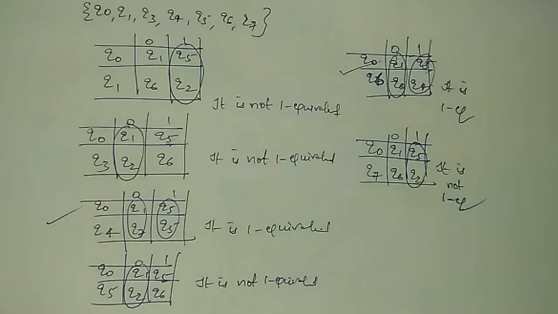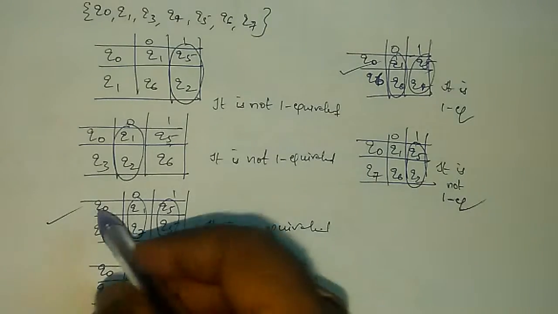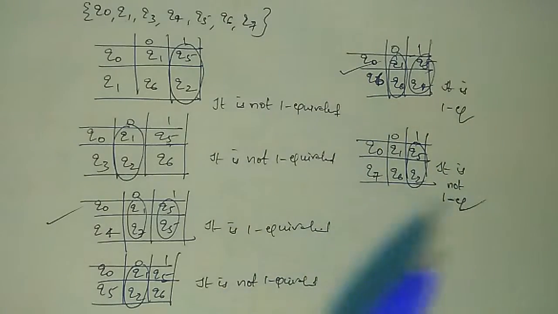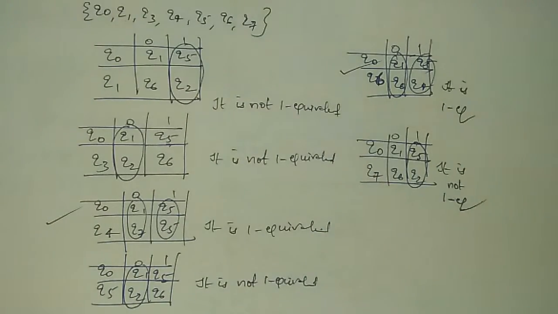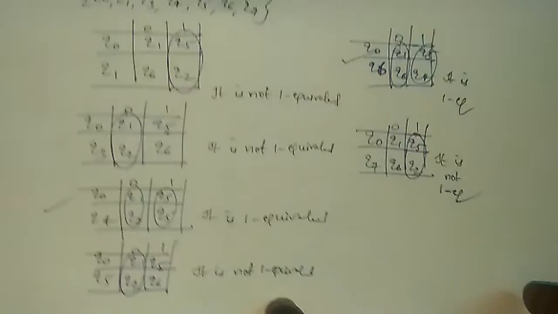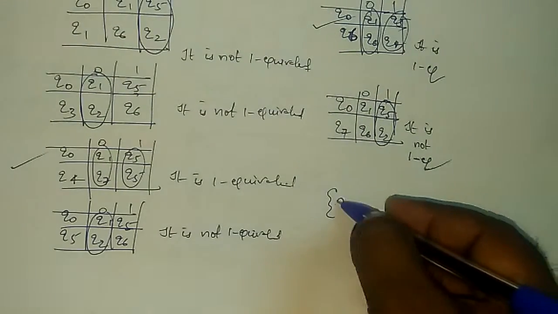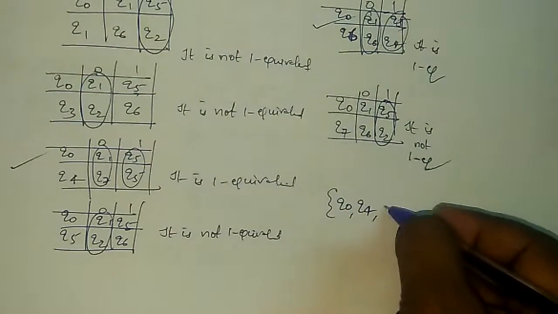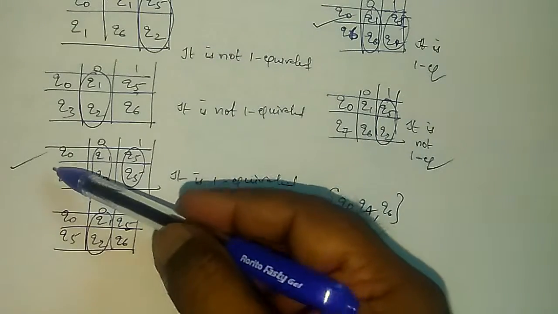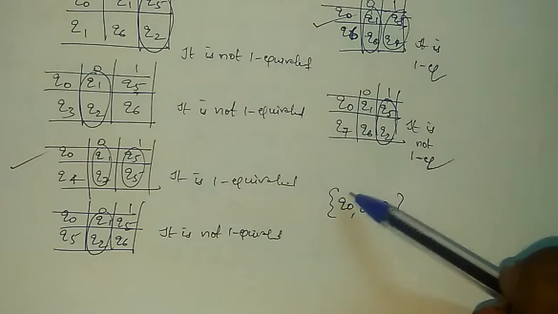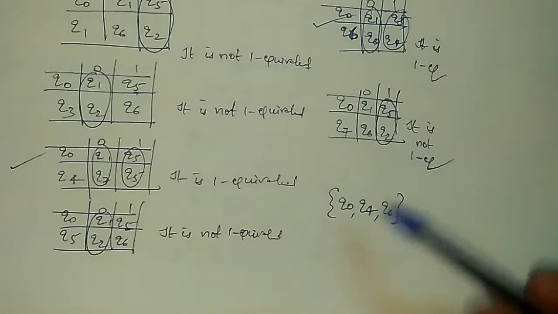So how many one equivalents did I get here? Q0, Q4, this one, and Q0, Q6. So this given set is divided into two: one set is for one equivalent, one set is for not one equivalent. So what are my final sets here? My final sets are Q0, Q4, Q6. How did we get this? This is Q0, Q4. I wrote like this. This is Q0, Q6. Q0 is already there, right? So Q6. So Q0, Q4, Q6 is one set.